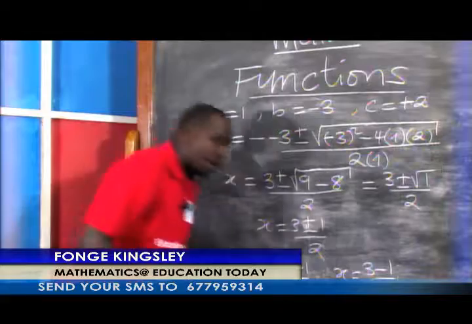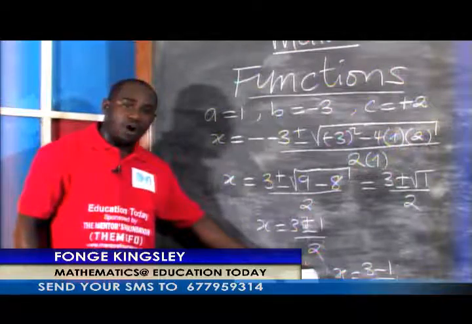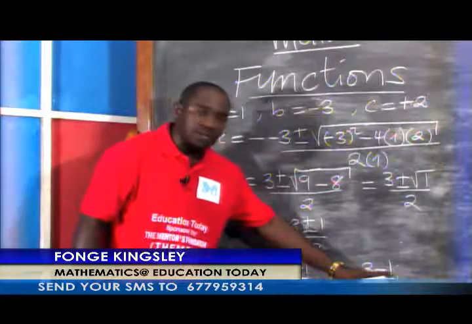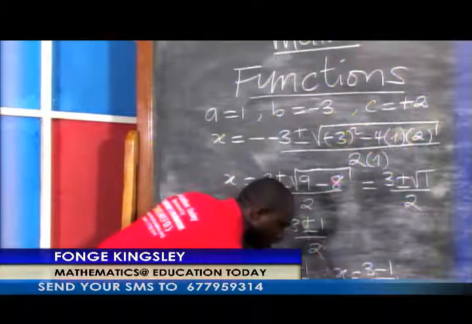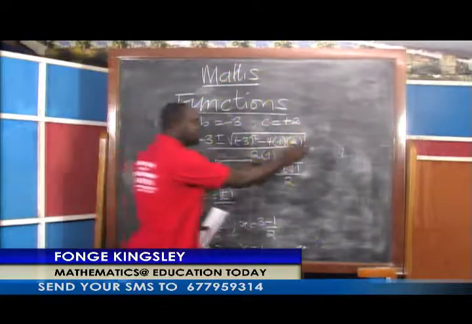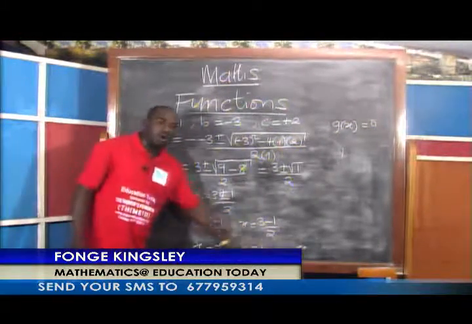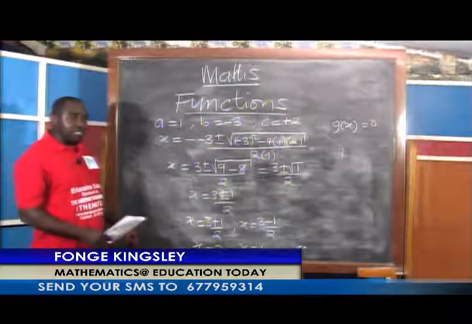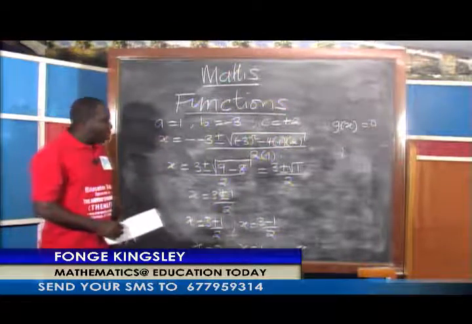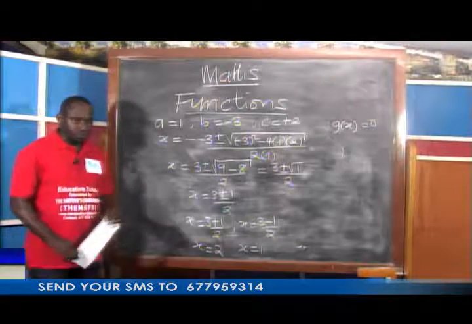And that will give us values of x to be, what is 3 plus 1? 3 plus 1 is 4, and 4 divided by 2 gives us 2. And in this case, 3 minus 1 is 2, and 2 divided by 2 gives us x equals 1. Therefore, our values of x for which the function g of x equals 0 are x equals 2 and x equals 1. So, for those of you who have the answers as x equals 2 and x equals 1, bravo to you. And we are going to take a break. When we come back, we are going to be looking at the domain of a function.